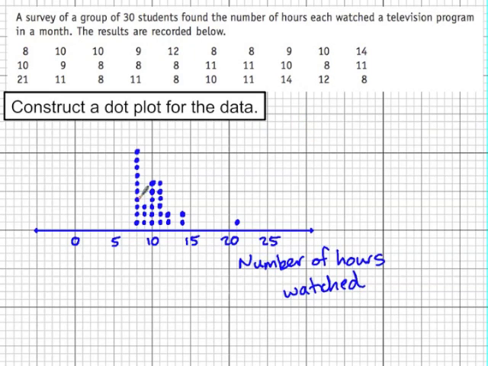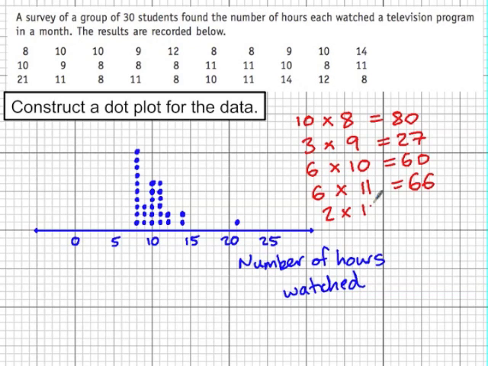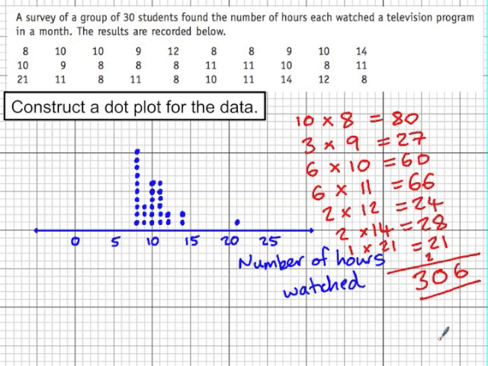We've got 10 scores of 8, 3 scores of 9, 6 scores of 10, 6 scores of 11, 2 12s, 2 14s, and a 21. This is quicker than adding up each of the individual scores. I can now add up these 2-digit numbers, giving a total of 306, and this I need to divide by 30, which is 10 and 6/30ths, 10 and a fifth, or 10.2. And that's my mean.